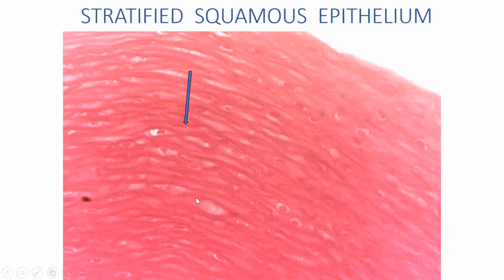anywhere where we're going to have wear and tear in the body, we're going to have stratified squamous epithelial cells, multiple layers. And even though they're stratified, they still look just like a squamous cell, because the cheek cells look just like the simple squamous cells too. Squamous cells all have that irregular shape. Stratified squamous epithelium.